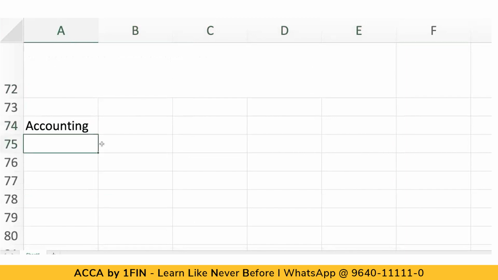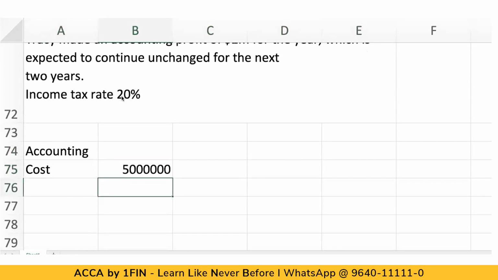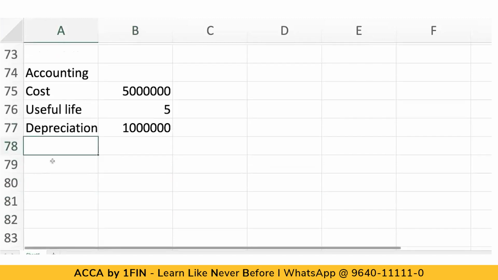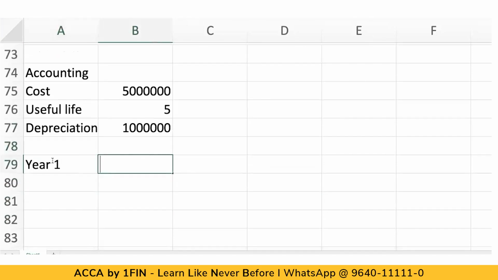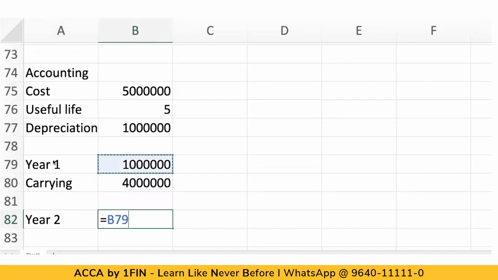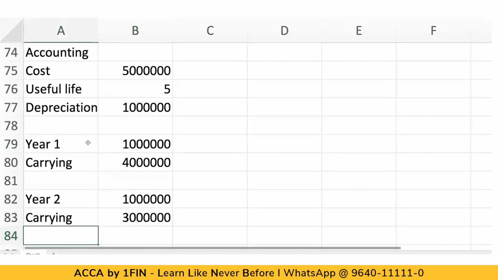Accounting. Cost is 5 million. Useful life is 5, so depreciation is 5 million divided by 5, 1 million each year. So year 1, 1 million. Carrying amount is 5 million minus 1 million. Year 2, depreciation is again 1 million. Carrying amount is 4 million minus 1 million, 3 million.